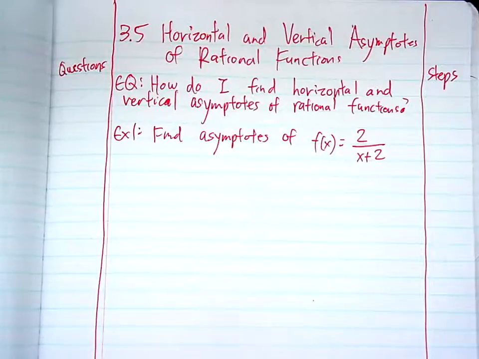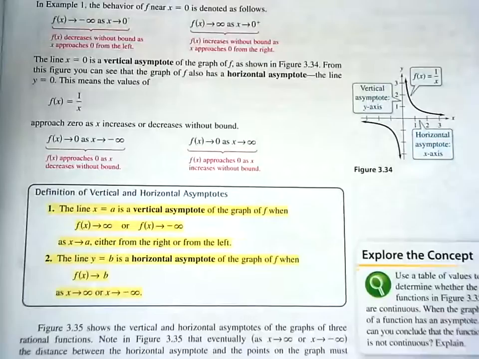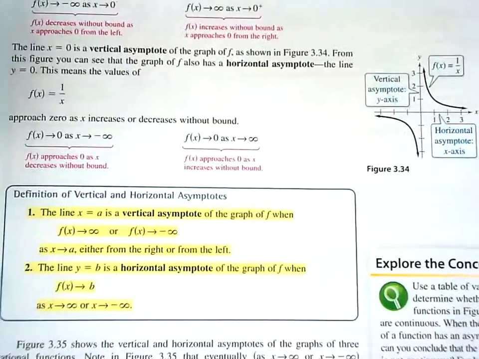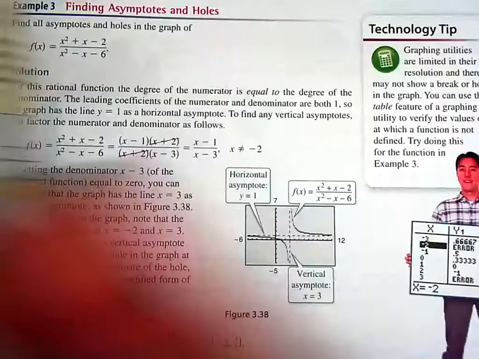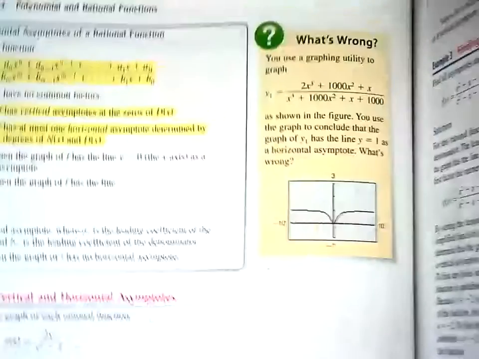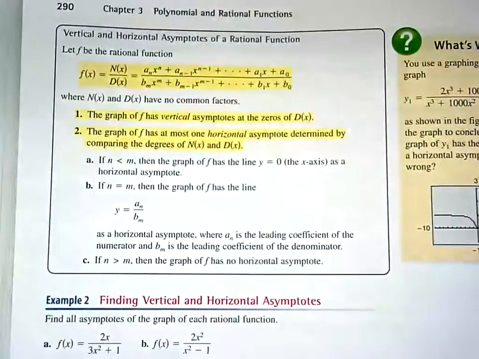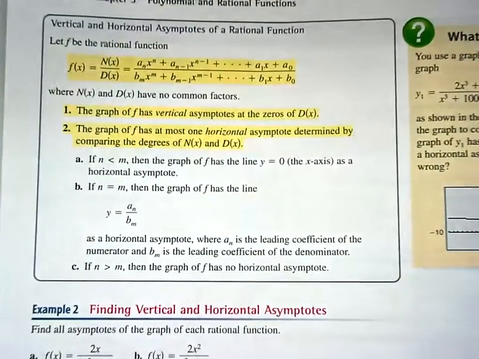Welcome back. This is 3.5, horizontal and vertical asymptotes of a rational function. Your essential question is, how do I find horizontal and vertical asymptotes of rational functions? Before we start, here's the definition of a vertical and horizontal asymptote. And the next page is ways to find vertical and horizontal asymptotes, just giving you steps.